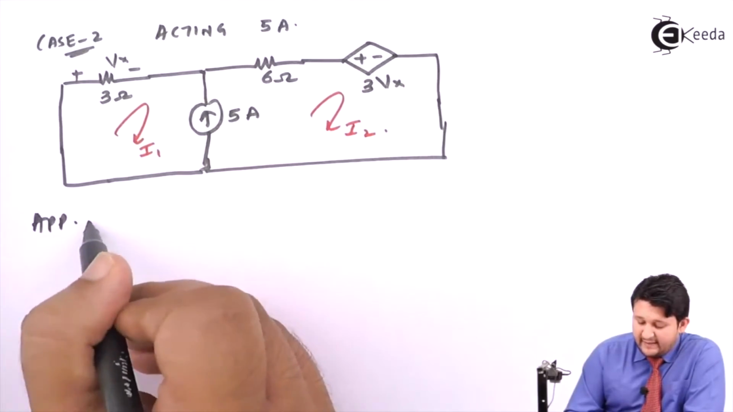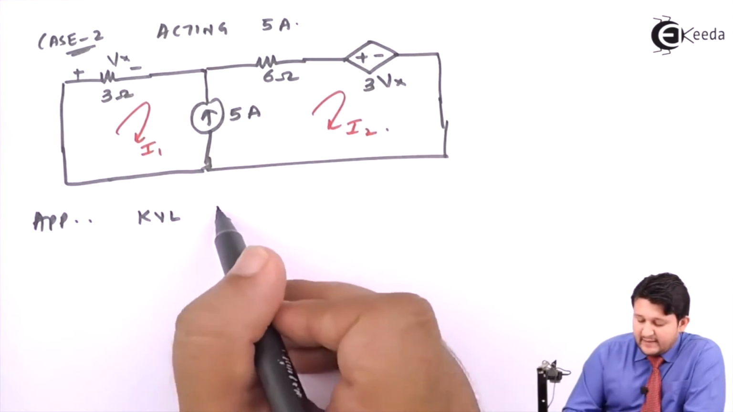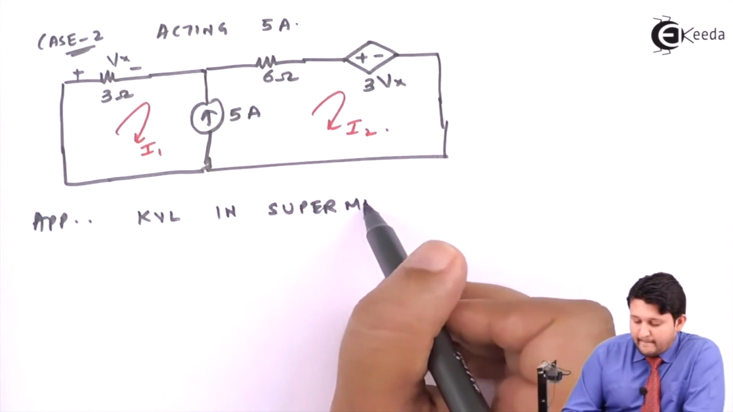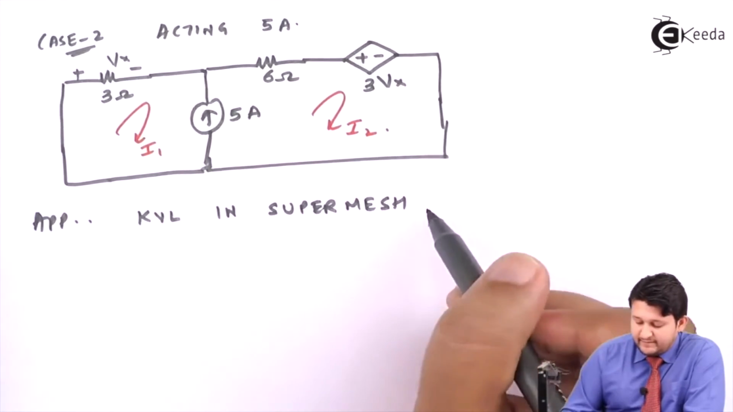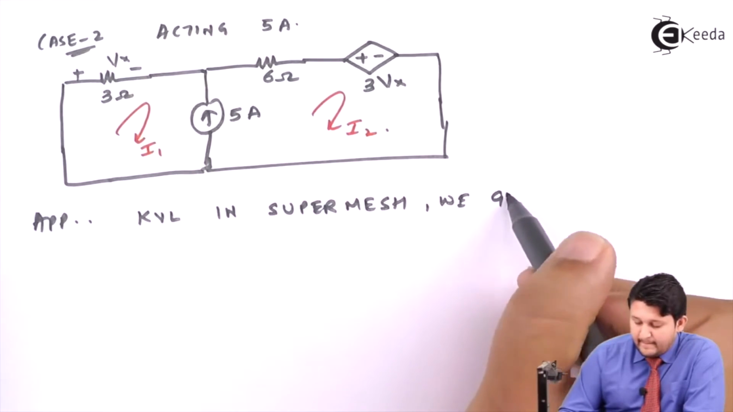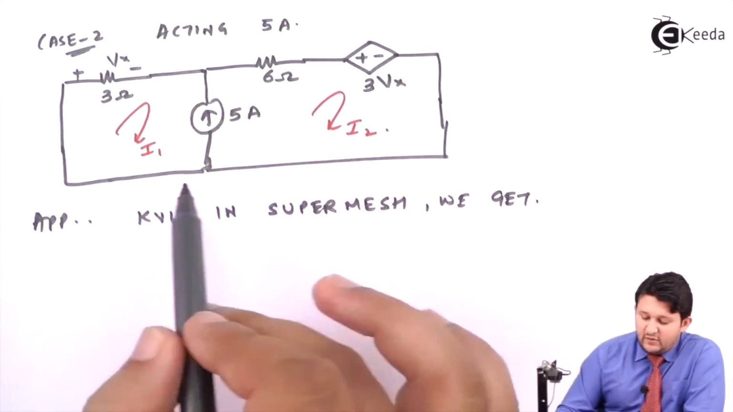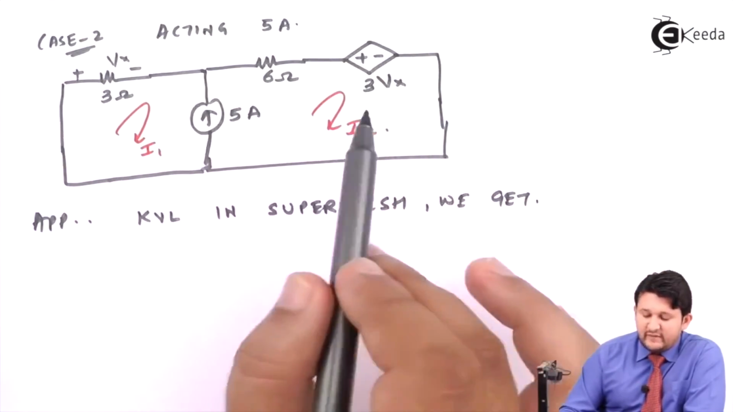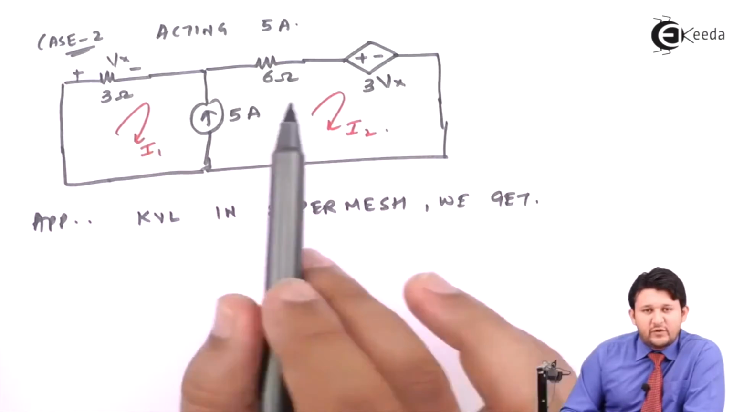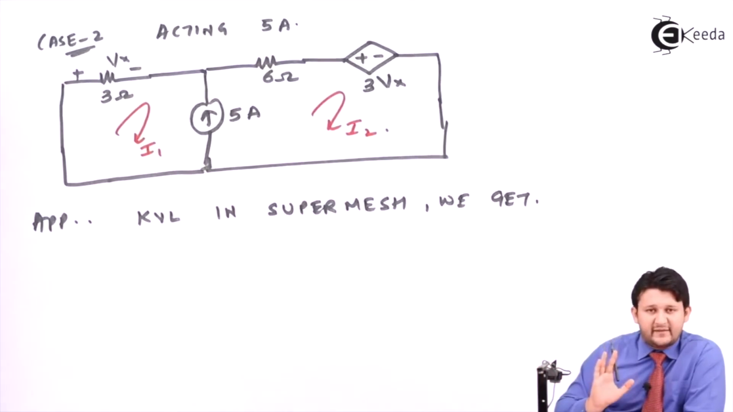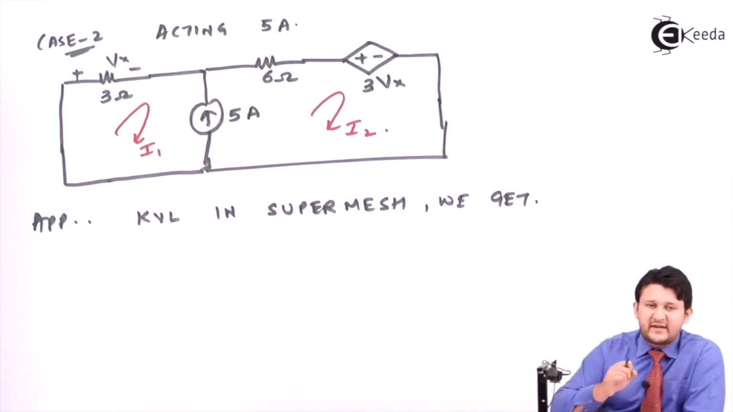So applying KVL in the super mesh, we get, this will be the whole network for a super mesh. In super mesh, you have 2 currents. So both the currents you need to take as positive. Apart from these 2 currents, my dear friend, all the other currents will be negative. Okay. In mesh, you have only 1 current. You take that current as positive. In super mesh, you have 2 currents. You take both the currents as positive.